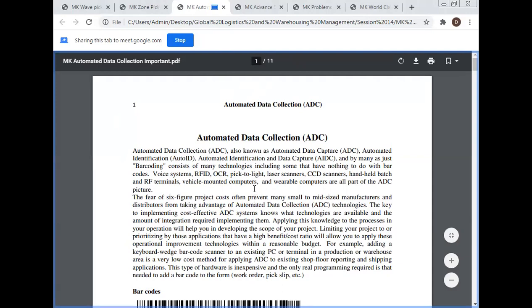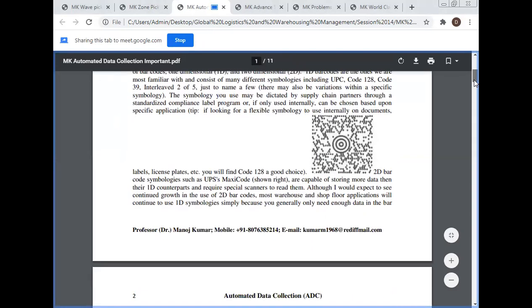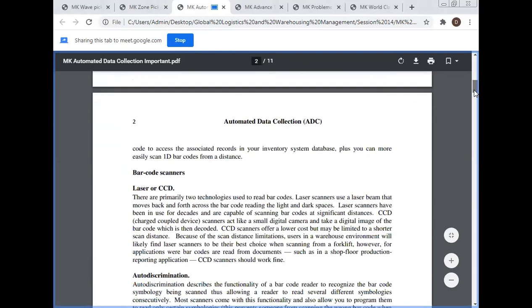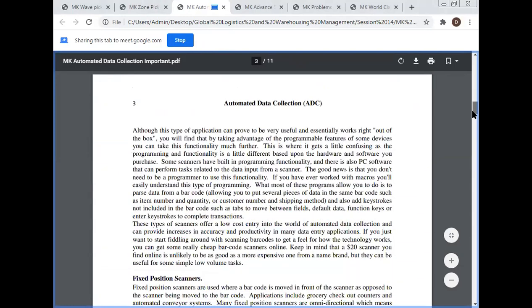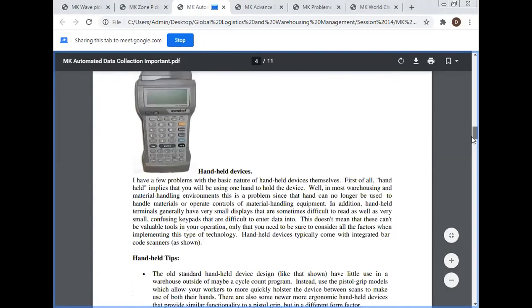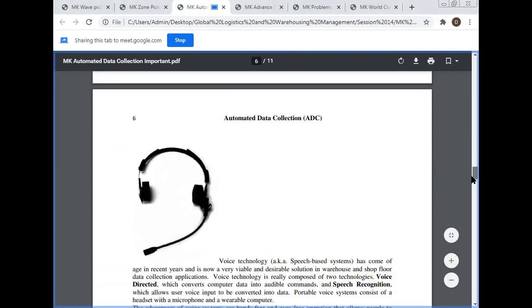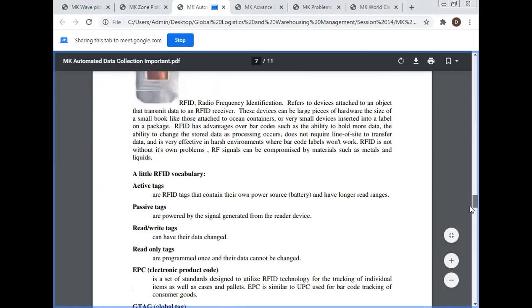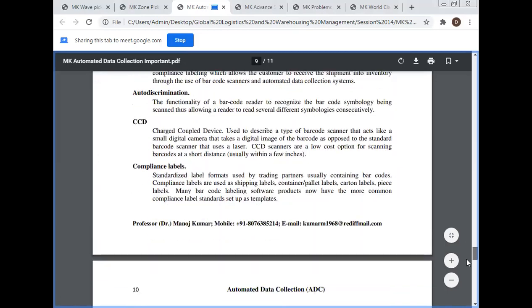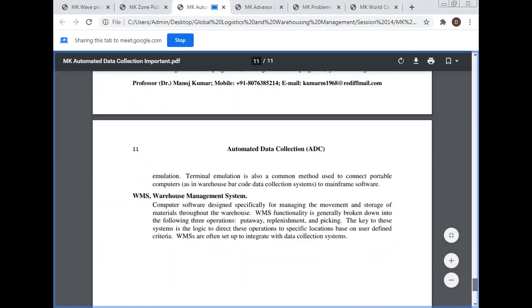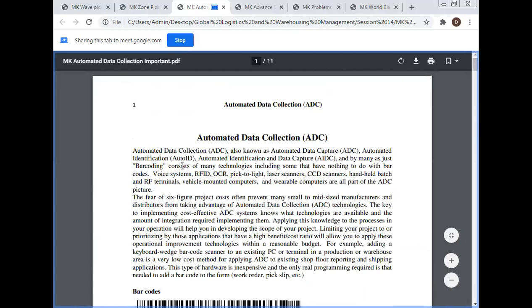Next one is the automated data collection. In the case of the automated data collection, we will study how the data collections are done and the different techniques that are used for the data collection. We will study here the different equipments used in the data collection system, how the data is collected, RFID system, ADC technology, how the data is collected in the case of the warehouses and the storage. This is the automated data collection system.